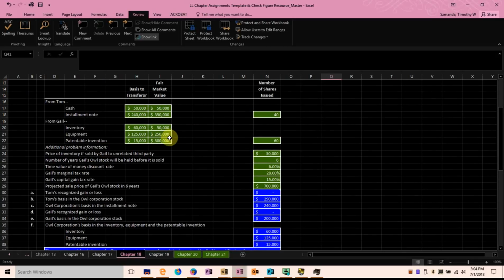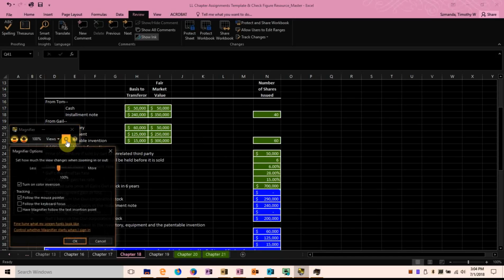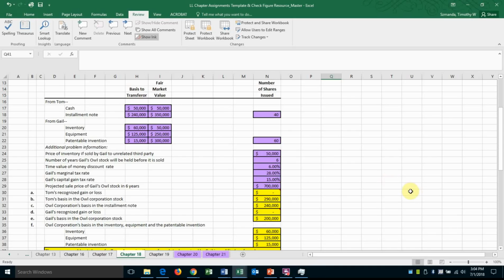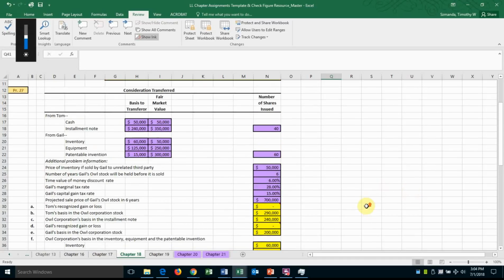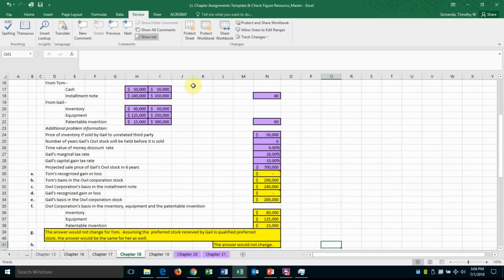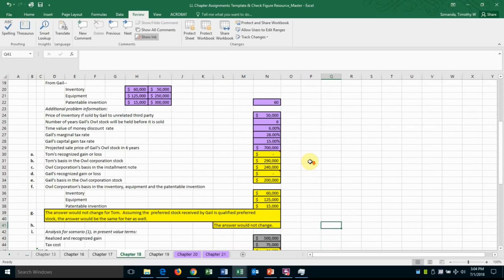So I've just, in the cells here, I like to work with the magnifier, so I'm just going to take this off so you're more familiar with some of the colors that you're used to seeing. Okay, so in number 18, you'll notice, as I said, the data, I've just reproduced the data given in the problem here in the purple cells.